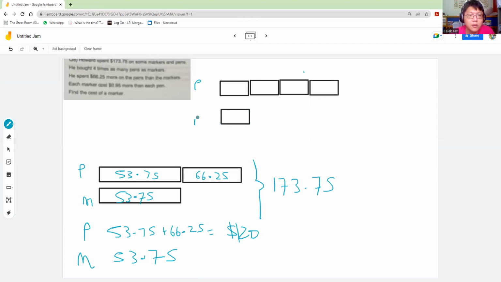And then we know 1 box of markers is 53.75. We don't know how much one quantity of pens costs, but we know the whole chunk of it is 120. So obviously one piece is 30.